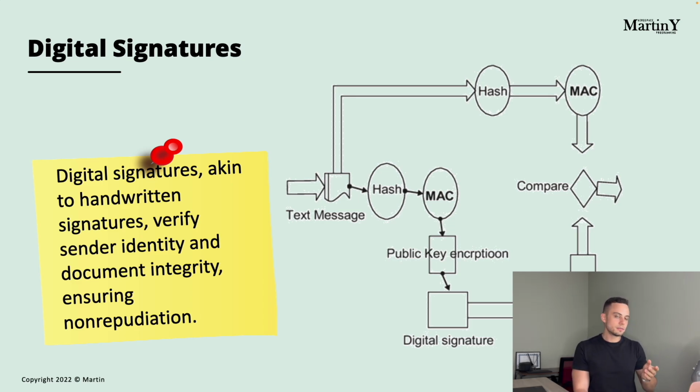Even if we change, as I said, one dot in the message, then once the receiver gets the message, they'll get a completely different code. And these are the essentials of digital signatures. This is how they work.